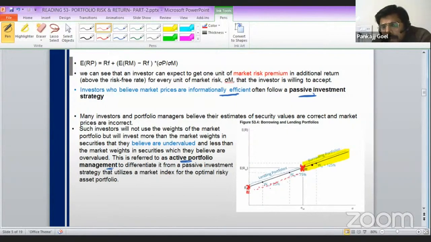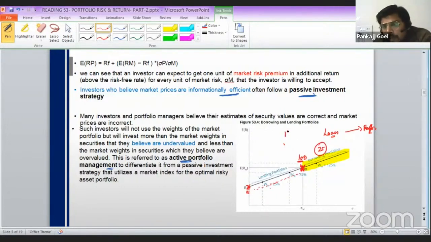Now you can see here, after that, again there is a line. If there is an active portfolio manager who believes that the security is highly undervalued and they can earn a profit, they will take a loan and invest in the portfolio. For example, they have 100 rupees, and the whole money is invested into the risky one. But they feel they can take more risk to earn more return. They think the asset is highly undervalued, so they take a loan of 25 also.